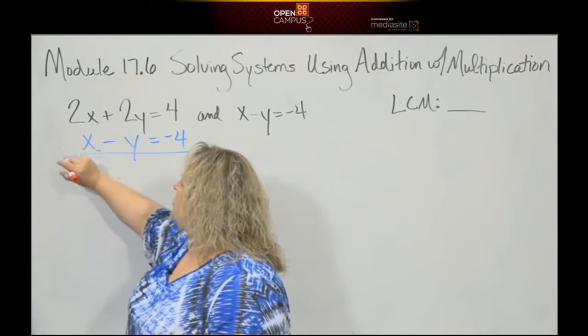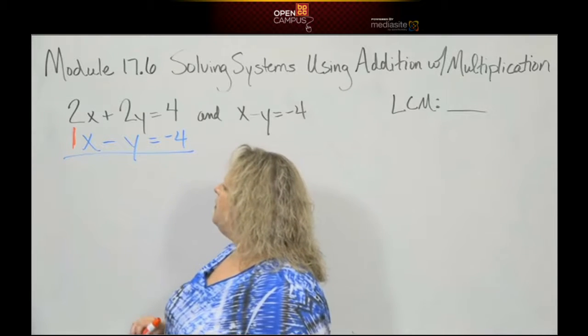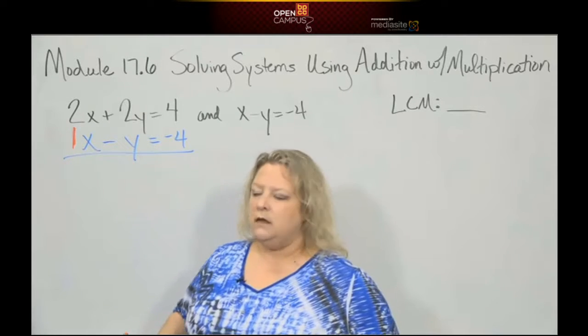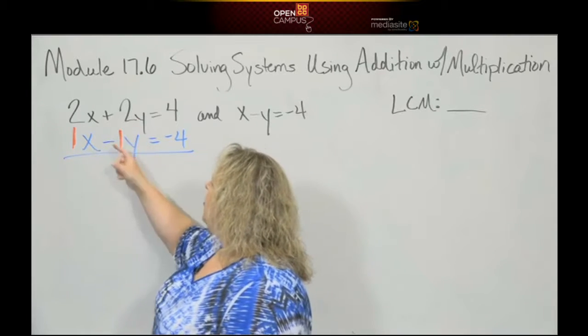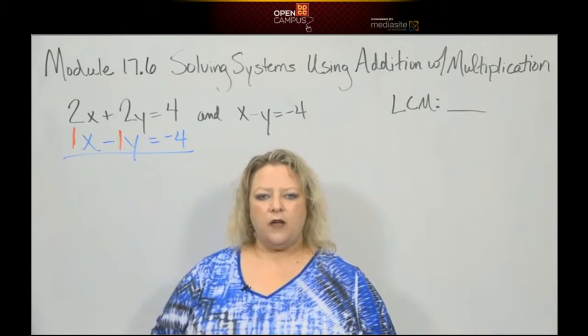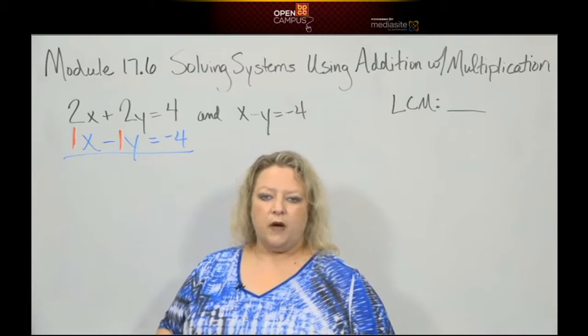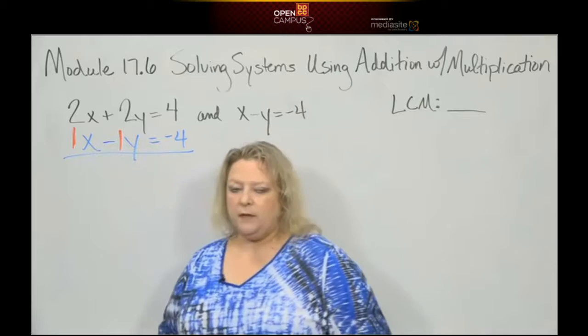I have 2x plus 1x. That gives me 3x. That did not go away. Let's look at my y's. 2y plus negative 1y. Does that go away? Do I get a 0? No, I don't. So that poses a problem.